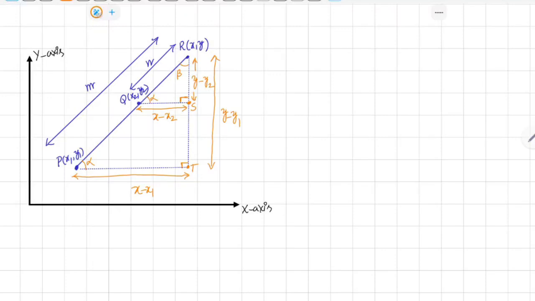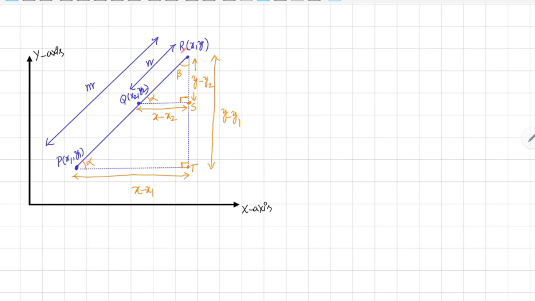Hi everyone. In this video, we will try to find the coordinates of a point which divides a particular line segment externally with some ratio. If you clearly see the diagram, here the point R is dividing the line segment PQ. So this is the line segment PQ.